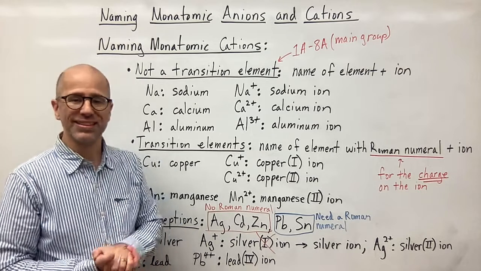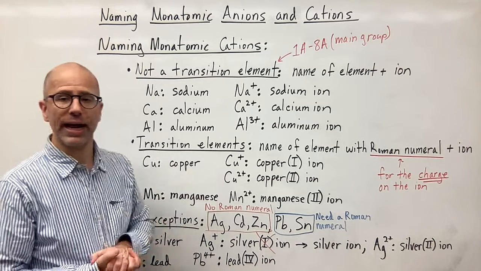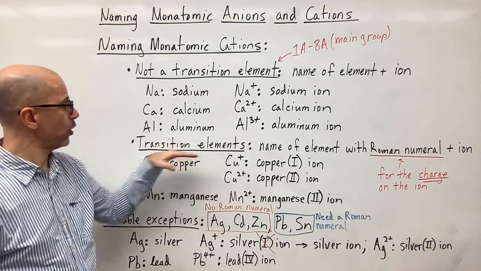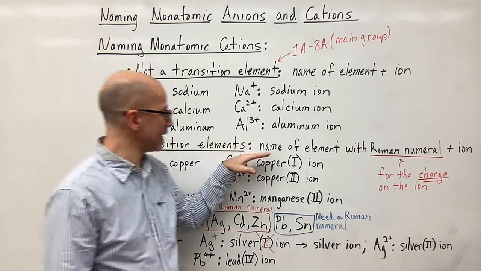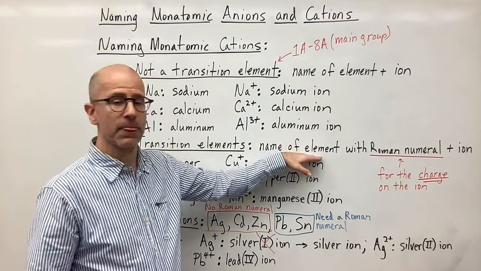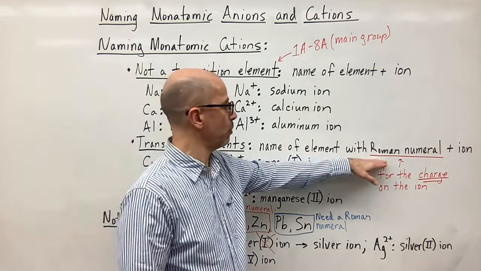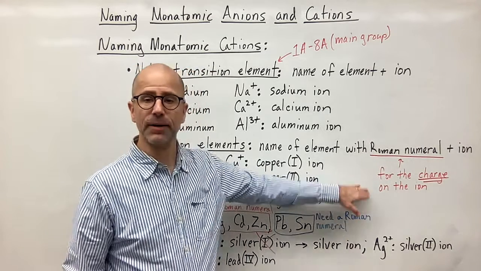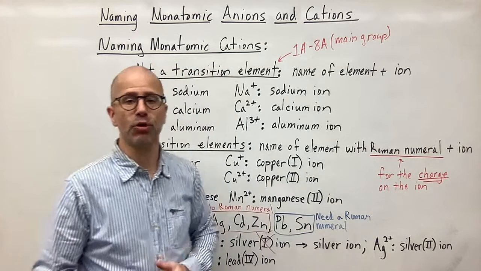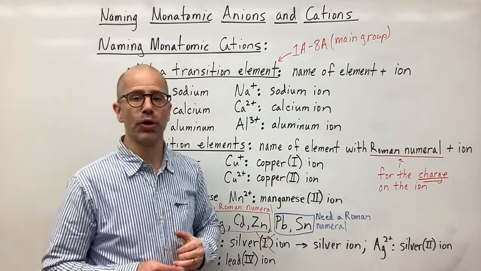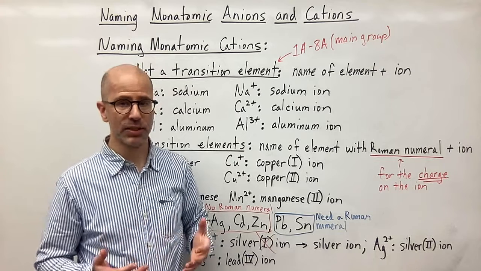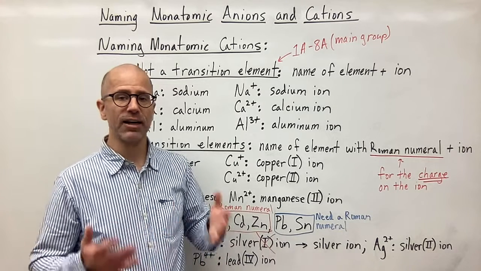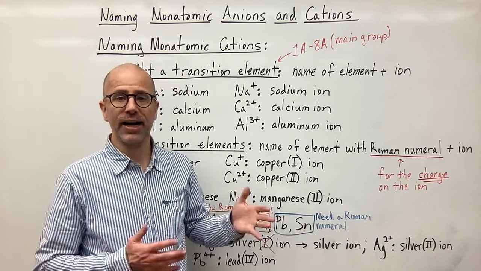Well, it's the same idea, but we're going to add a little extra. So again, for the transition element, it's going to be the name of the element for the ion, but we're going to add a Roman numeral. The Roman numeral is for the charge on the ion. The reason for the Roman numeral is because a large majority of the transition elements are going to have multiple charges. So we need to identify the ions from each other.